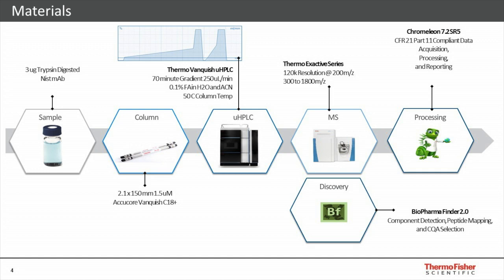Once I know what that is, then I can actually do routine monitoring of those sequence variants in a GMP-compliant fashion using Chromeleon. And Chromeleon enables CFR 21 Part 11 compliance. It'll do all of the acquisition, the processing, and spit out some cool reports I'll show you.